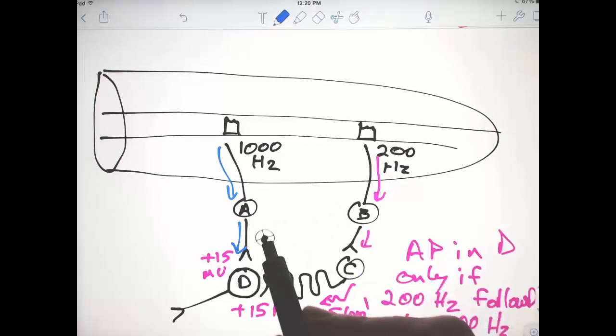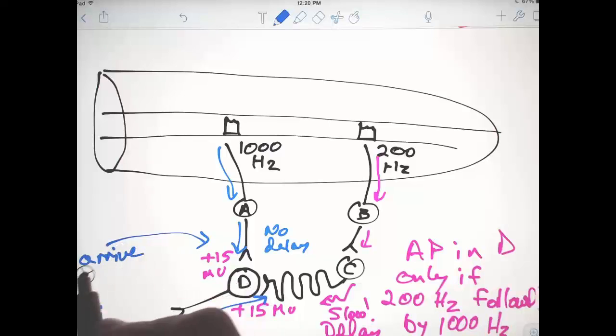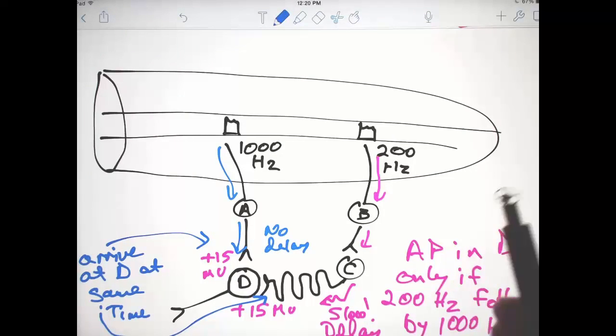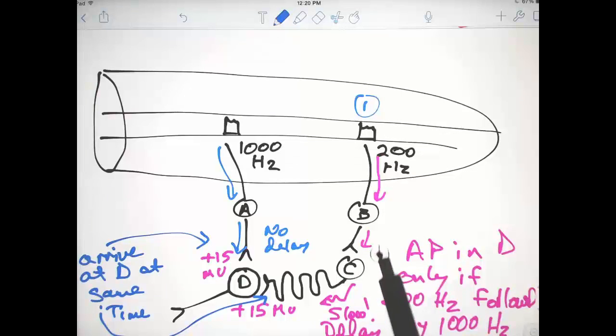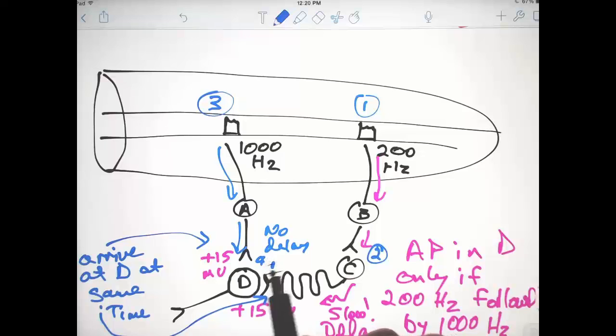And that sound of 200 hertz is followed by a sound of 1,000 hertz. So the 1,000 hertz has no delay. The 200 hertz has a delay. They arrive at D at the same time. So first the 200 hertz sound, then the 1,000 hertz sound, and they get to D at the same time, causing an action potential.